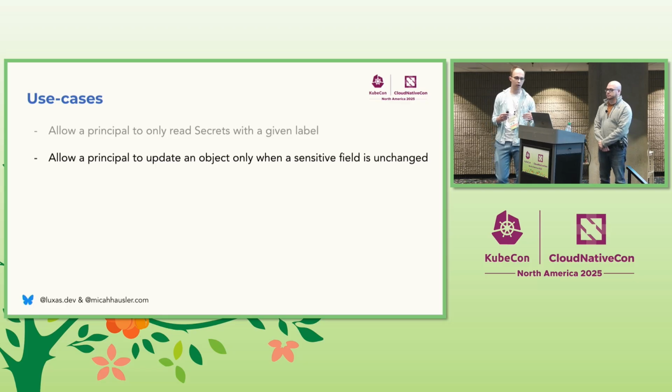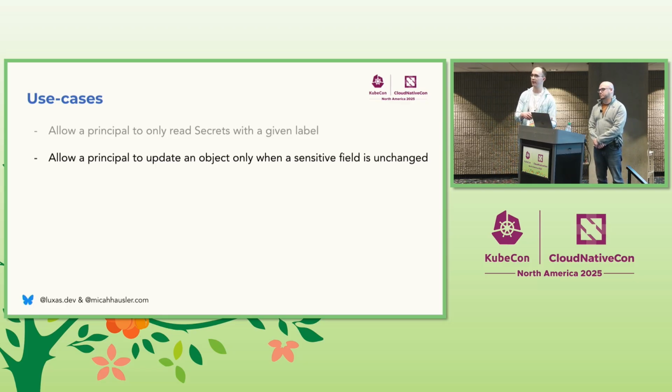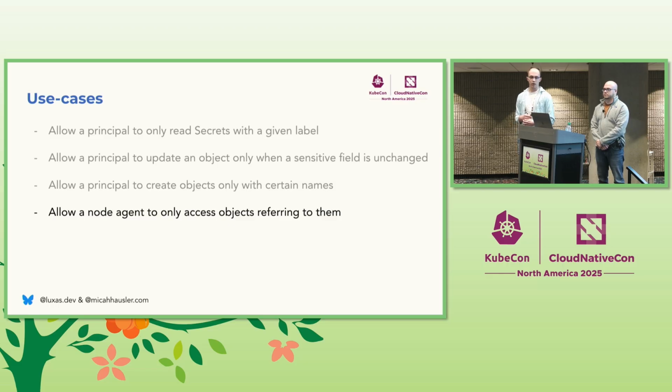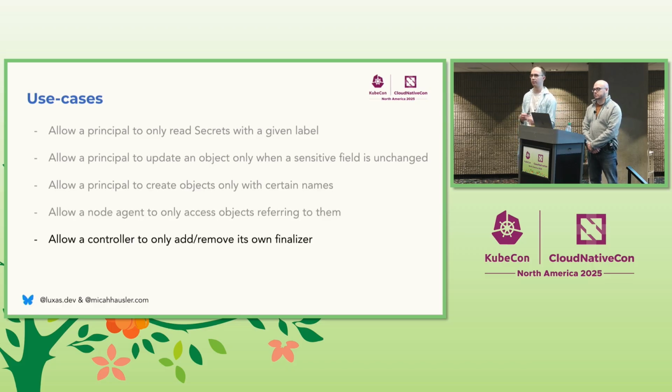Allow only updates when a sensitive field is unchanged. Maybe you don't want anyone to update something in the object. Allow someone to create an object only with a certain name. Allow a node agent that runs on some node in the cluster to only operate on, for example, pods or other auxiliary resources that are attached to that node in particular. Or allow a controller only to remove and add its own finalizers. Finalizers are a delete protection mechanism in Kubernetes.